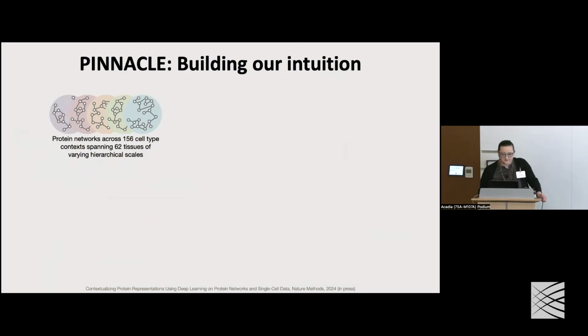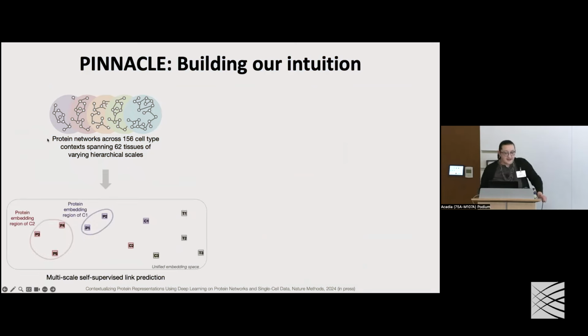So now that we have a better understanding of our data, let's talk about PINNACLE and how the PINNACLE algorithm actually works. First, let me give you some intuition about the model. Our overall approach is that we have this set of cell type specific networks. Here specifically, we have 156 cell type contexts that span 62 tissues of varying hierarchical scales. What we will do with PINNACLE is transform these networks into a latent embedding space. Specifically, we want to create a unified embedding space, a single latent embedding space, where for each and every protein node from the input networks, we have a d-dimensional vector embedding, in such a way that those vector embeddings of proteins capture the connectivity and topology of the input graphs.